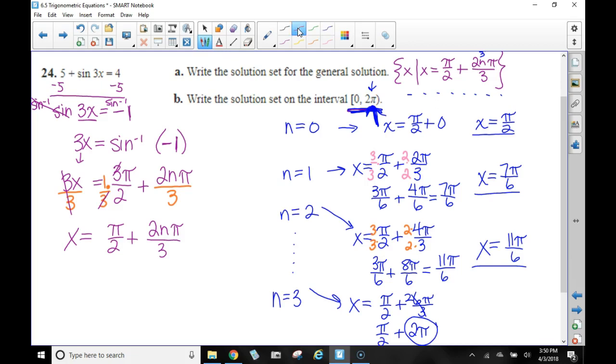So our solution set on that interval contains the values of pi over 2, 7 pi over 6, and 11 pi over 6. That's your answer for part B. Here's your answer for part A. Here's your answer for part B.